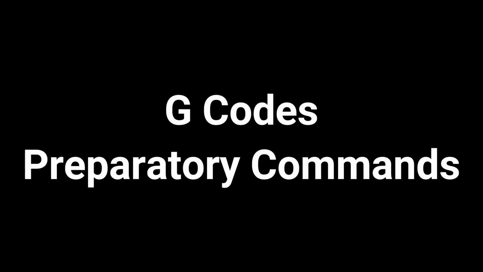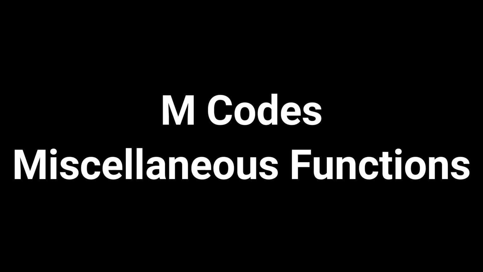For example, I can send the machine to X30, but I can also call up an M30. Without the letter being written first, the machine does not know what to do with the 30. G codes are called preparatory commands. M codes are called miscellaneous functions. Both of these letter designations are needed to write a program.